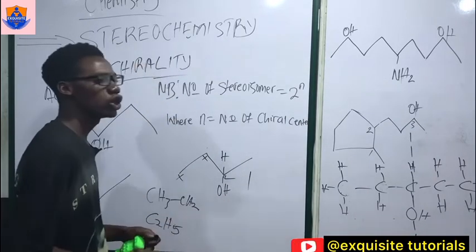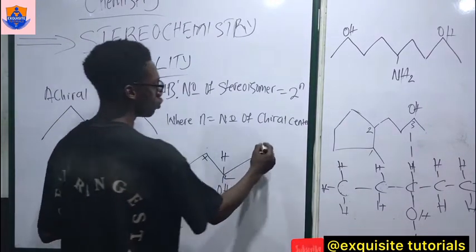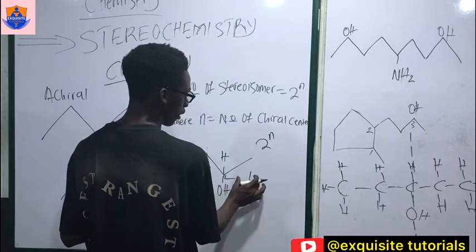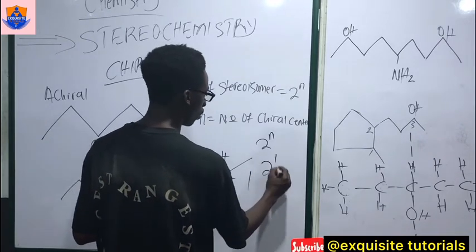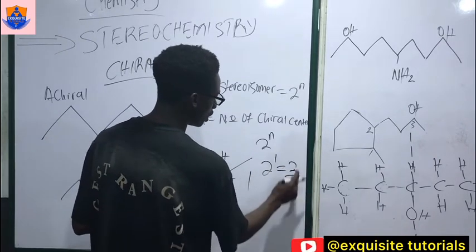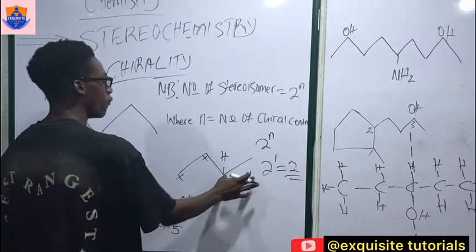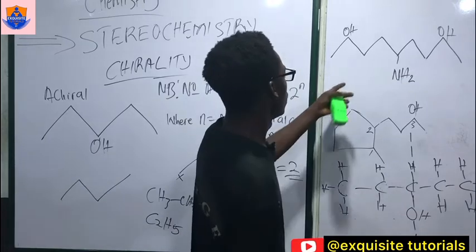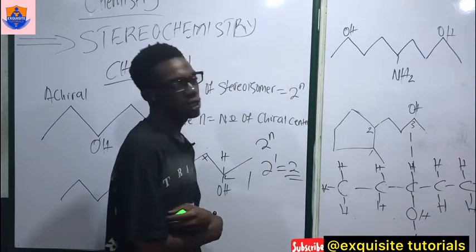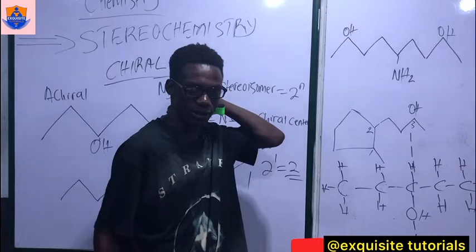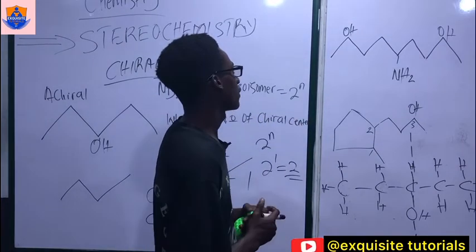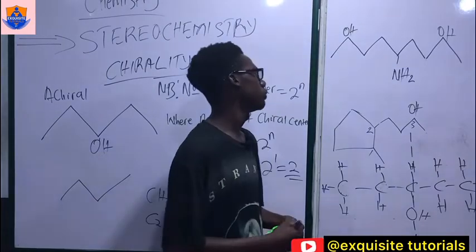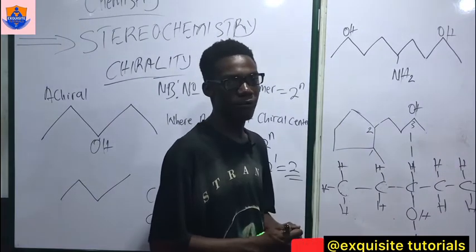If they ask you what is the number of stereoisomers, the number of stereoisomers will be 2 raised to the power n. Anywhere you see n, you place the number you get for your number of chiral carbons. So we have 2 raised to the power 1, so it is equal to 2. So this is our number of stereoisomers. Then the number of chiral centers of that compound is 1. Now let's take a look at this compound. Is this compound chiral or achiral? Though it is somehow big, it is very easy to name.